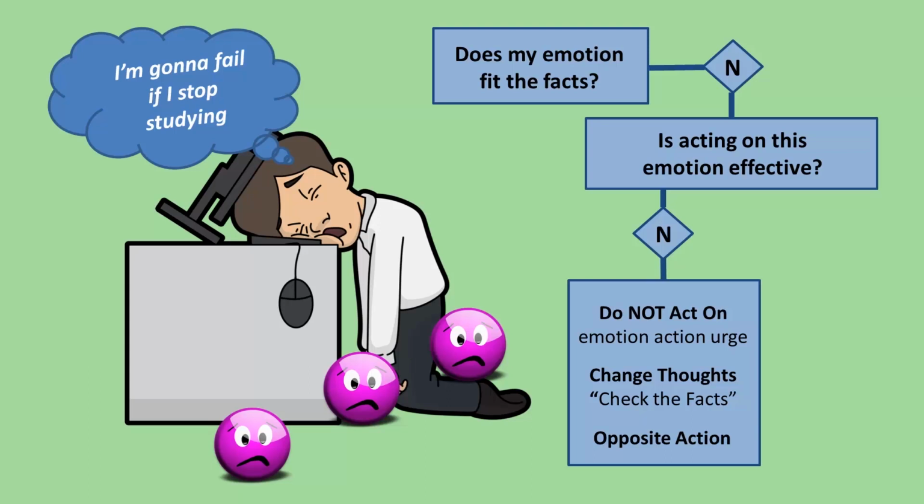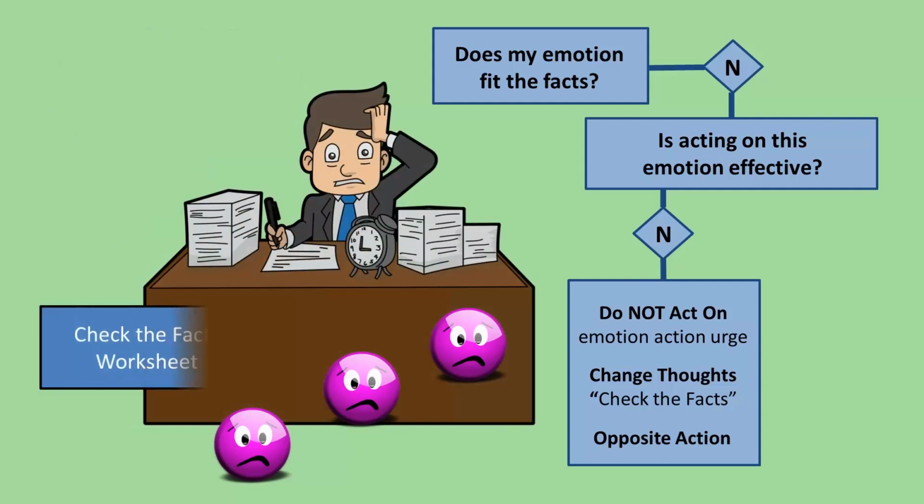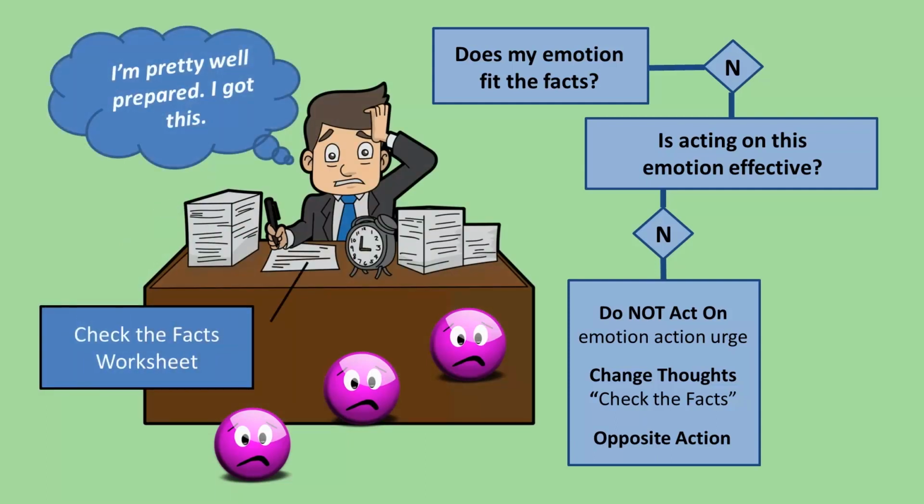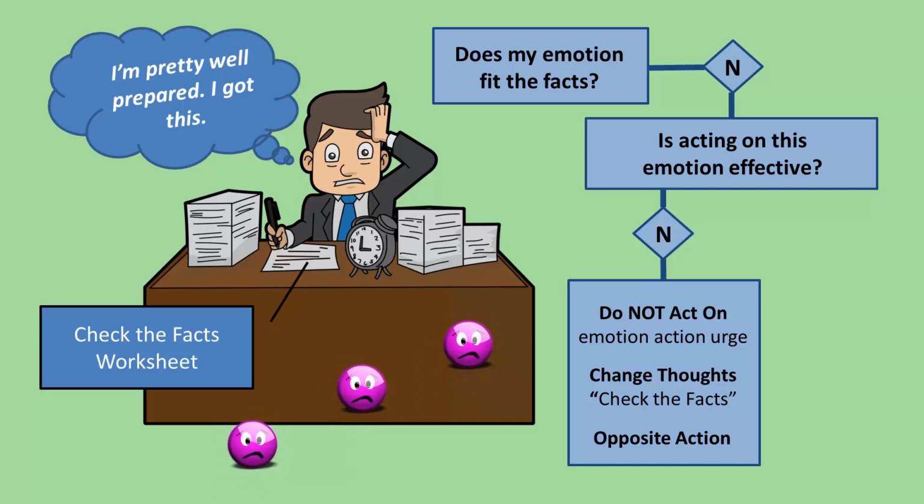So since acting on our emotion is not effective, instead, we want to change our thoughts about the situation to make them fit the facts better. So we use the Check the Facts worksheet. And when we change our thoughts, we realize how well prepared we are and that there's no chance that we're going to fail. Since our thoughts have such a big influence on how we feel, our emotions will change as well, and we will no longer be as anxious.